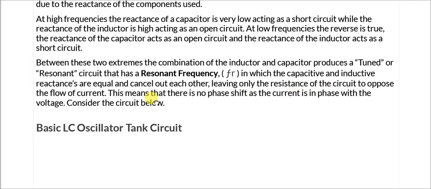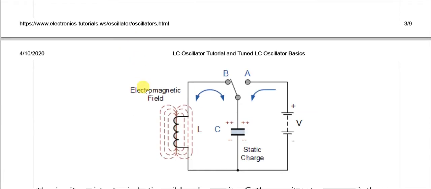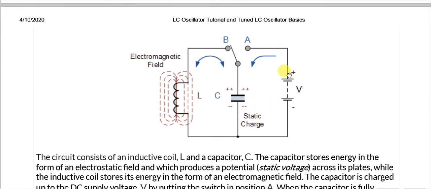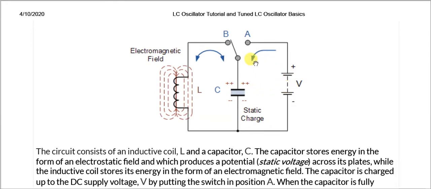So consider the below circuit. This is the basic LC tank circuit we have discussed in detail. Here the DC voltage is applied. When switched to point A, the DC will charge the capacitor to its peak value. When it is connected to point B, the capacitor will discharge onto the inductor.